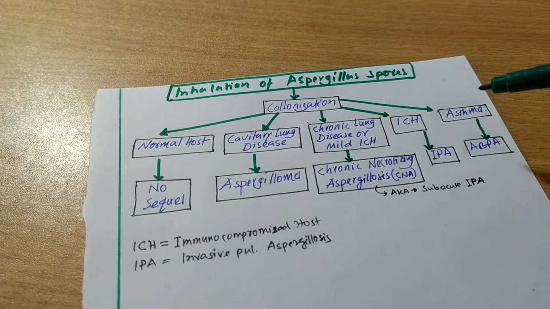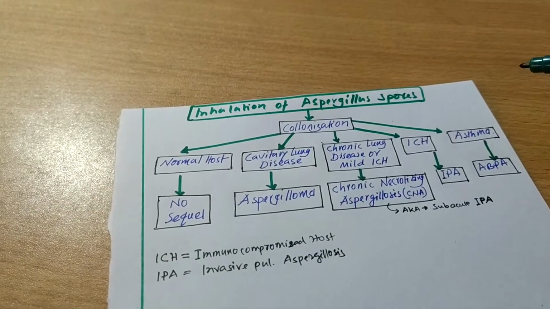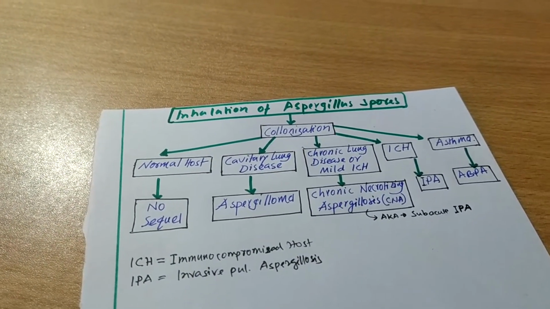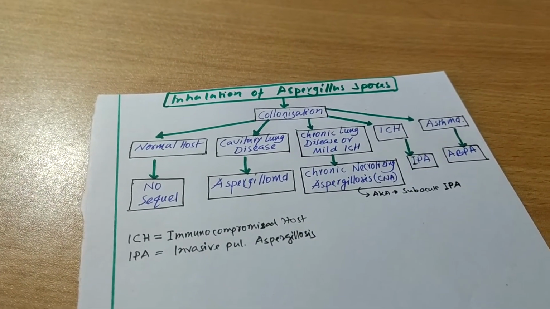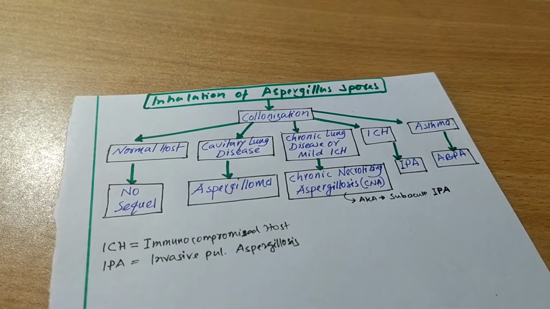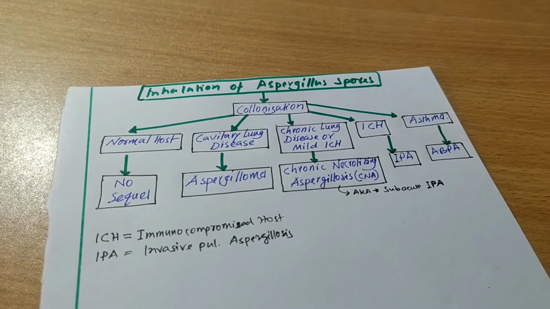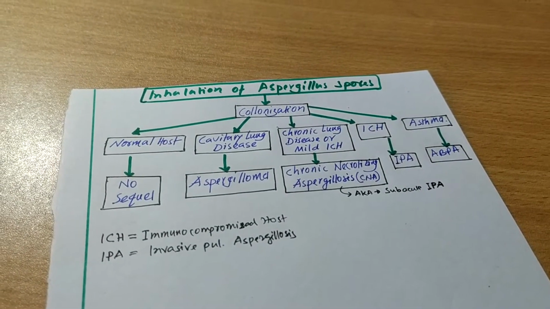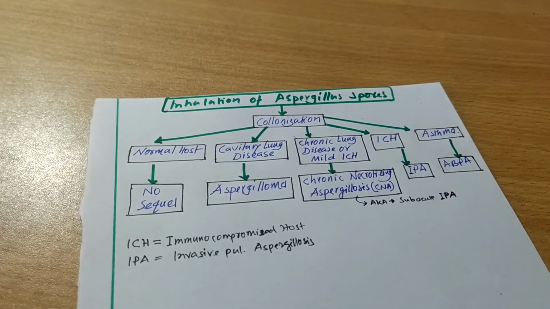So the immunocompromised host with Aspergillus spores inside their lung develops invasive pulmonary aspergillosis. They are invasive because the Aspergillus spores invade and spread in the systemic circulation, and they may involve any other organ like brain, kidney, heart, adrenal gland and others. So the IPA is a very life-threatening condition.